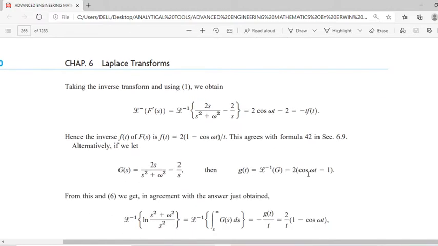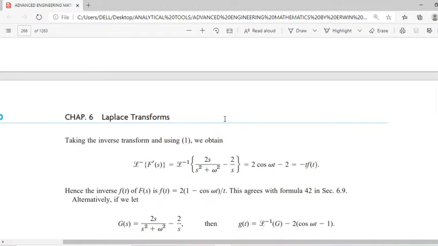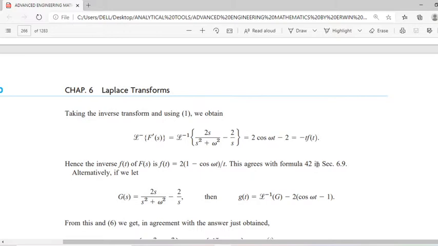We can find the inverse of this Laplace transformation. What is the inverse of this transformation? Just 2 into cos omega t. What is the inverse of this function? Just 2. Okay, that is minus t f of t. So we can see that L inverse of f dash of s is equal to minus t f of t. Okay.